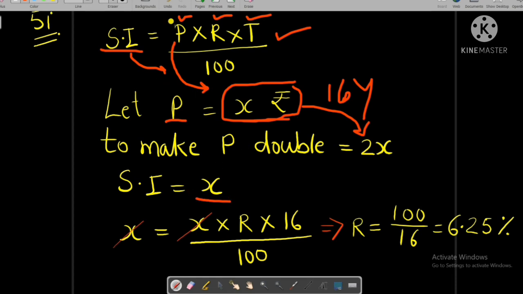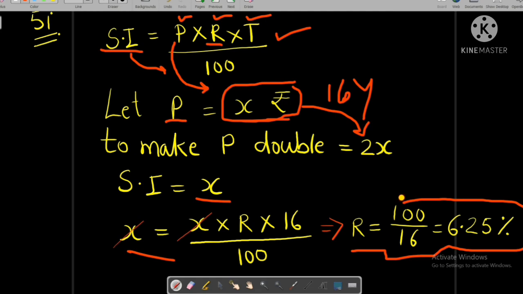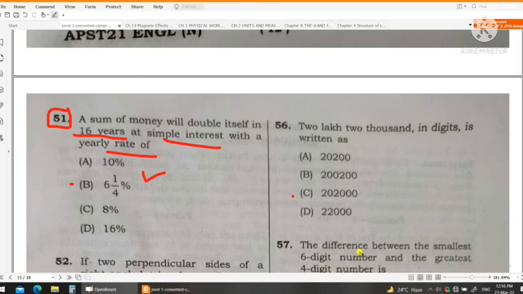Now we have the principal amount, we have the simple interest, we have to calculate the rate in this formula, and the time is given. If you put all the values here, then you will get the answer in the form of 6.25% rate. Okay, so this is the rate for this question. So the answer is 6.25 or 6 1 by 4. That is also correct because it is the same.